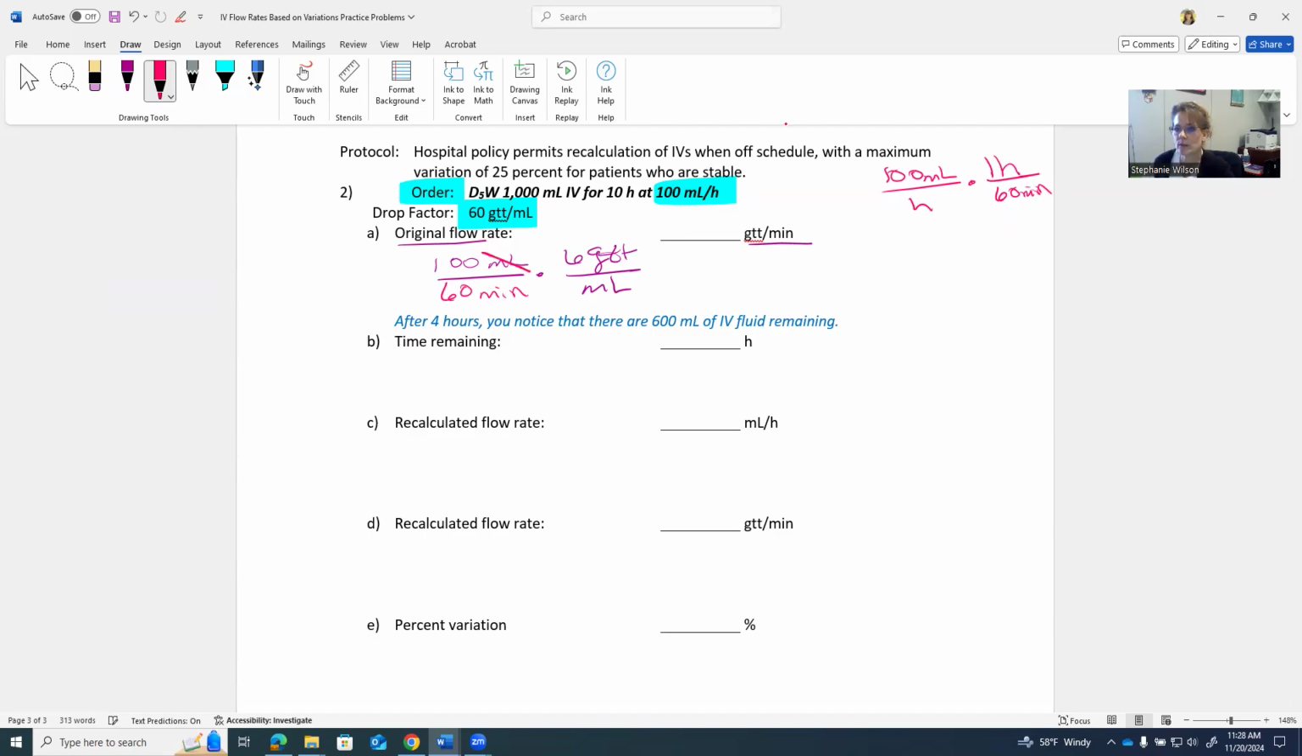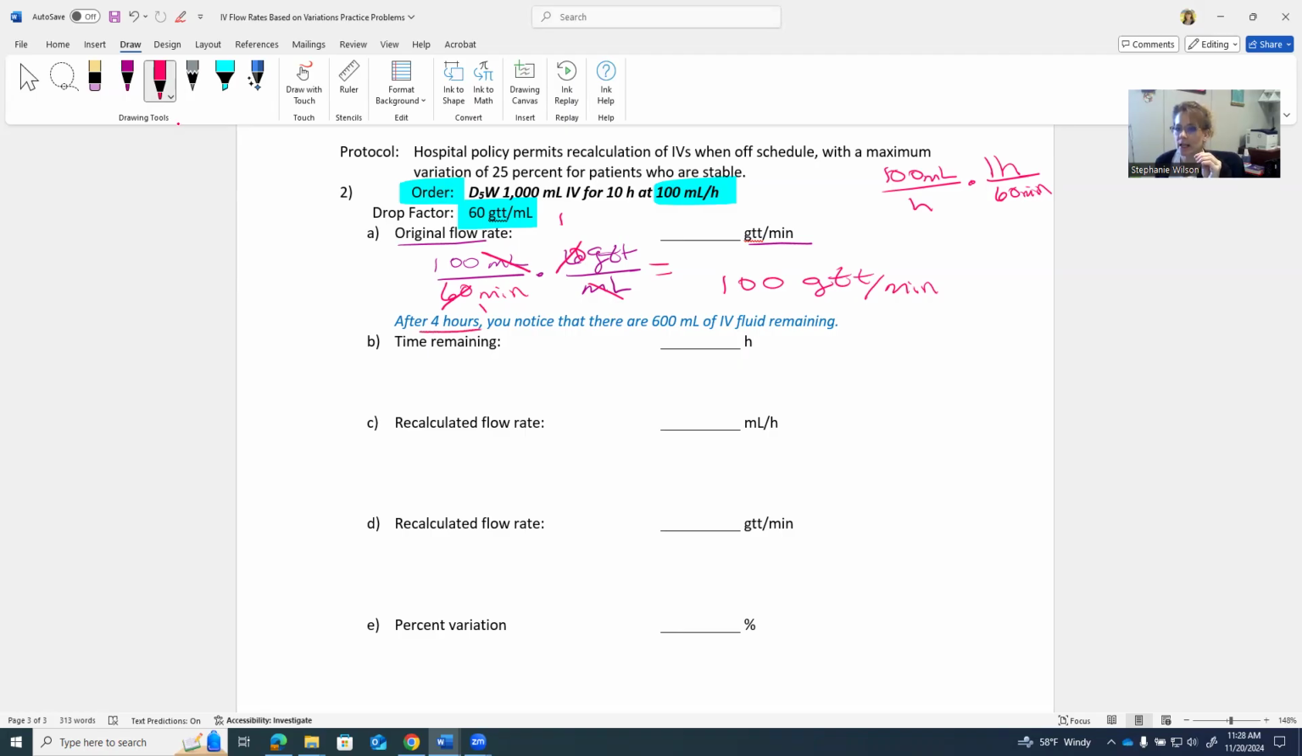Okay, so I can reduce my milliliters. Oh, and I left the zero off that 60 there. Now let's reduce. Well, I noticed 60 goes into itself once. Oh, this worked out nice and pretty. So we have 100 drops per minute. Now remember, 60 drops per milliliter is a tiny drop, so you can have a whole bunch of them, okay?